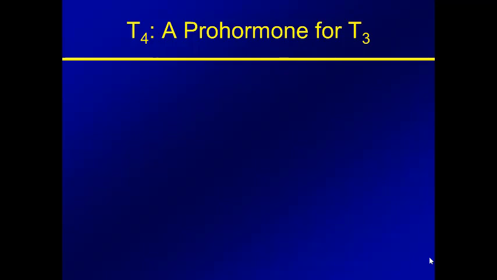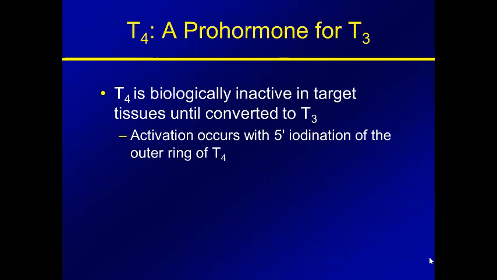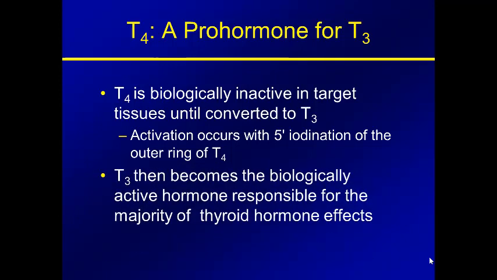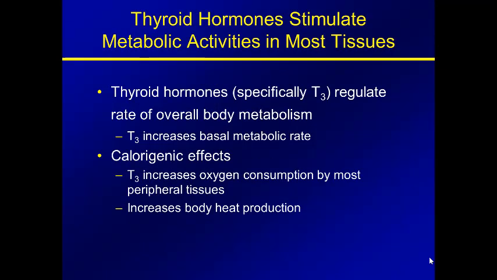T4 is a prohormone for T3. T4 is biologically inactive in the target tissue until converted to T3. Activation occurs with the 5-deiodination of the outer ring of T4. T3 then becomes the biologically active hormone responsible for the majority of thyroid hormone effects. Thyroid hormone stimulates metabolic activity in most tissues. Thyroid hormone, especially T3, regulates the rate of overall body metabolism. T3 increases BMR, basal metabolic rate.